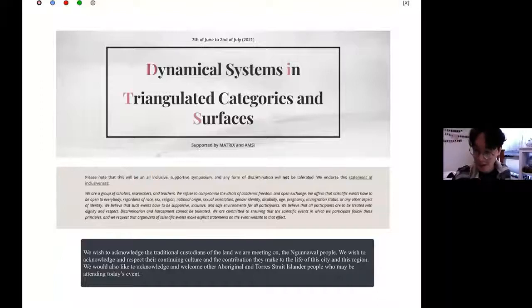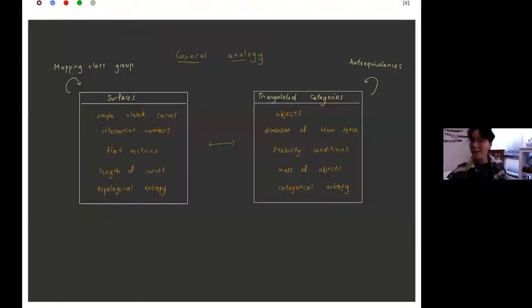Into the topic of today. In particular, the dynamical systems that I'm going to introduce to you are highly motivated from the theory of surfaces. Since the homological mirror symmetry conjecture by Kontsevich, there has been a lot of development about this very deep connection between the theory of surfaces and the theory of triangulated categories. So let's go through some of what we know from surfaces.